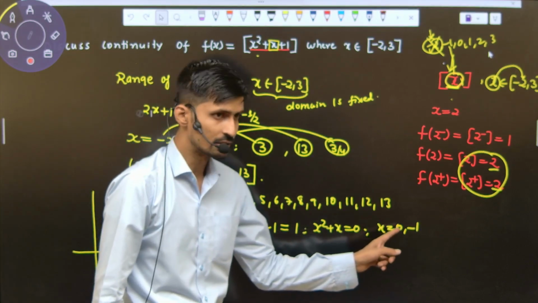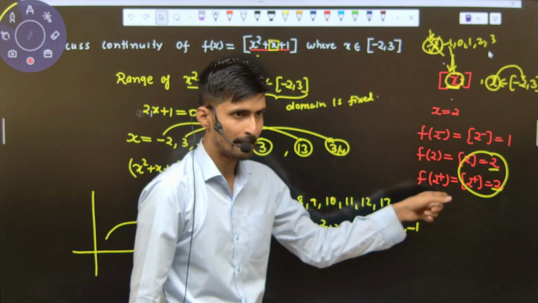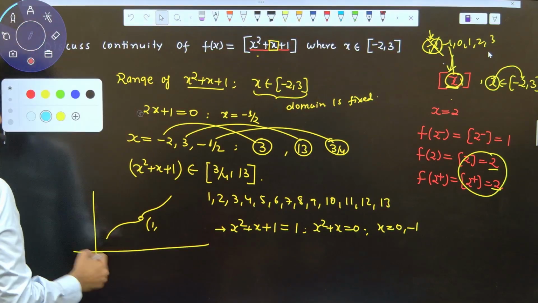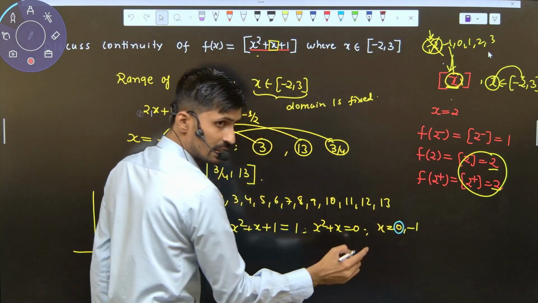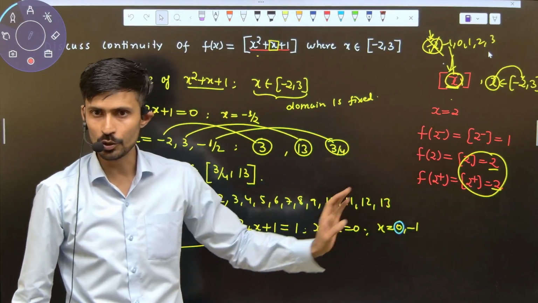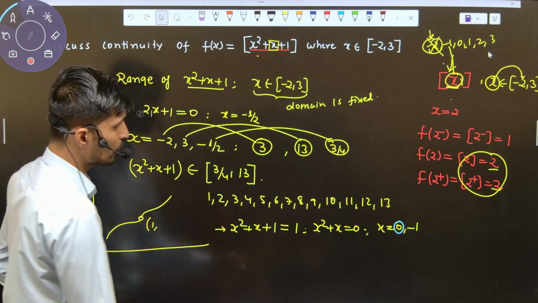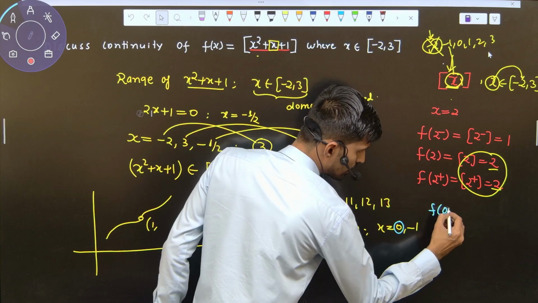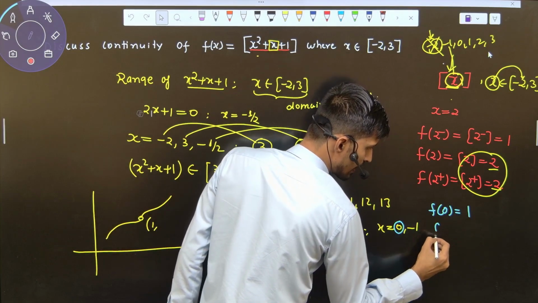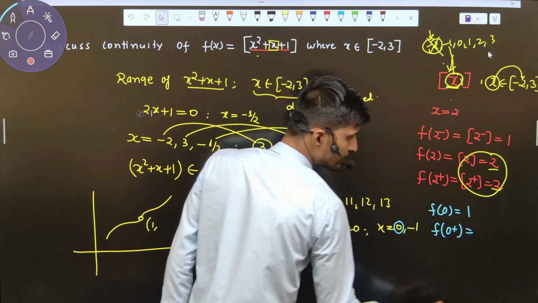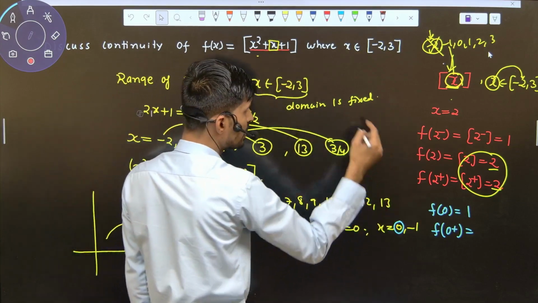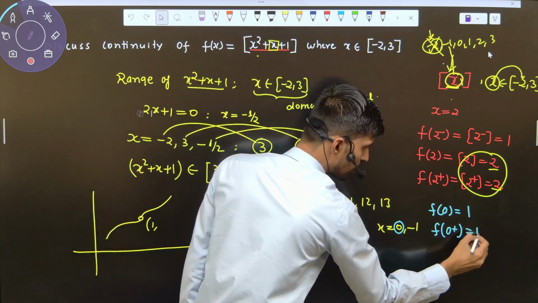You want to see 0? Let's see. I am saying at x equals 0, that is discontinuous. It means 100% f of 0 minus, f of 0 and f of 0 plus, all three are not going to be the same. So first of all, I am going to find f of 0. 0 square plus 0 plus 1, that is 1. Then f of 0 plus: 0 plus square plus 0 plus plus 1, that will become 1 plus, and the greatest integer is 1.